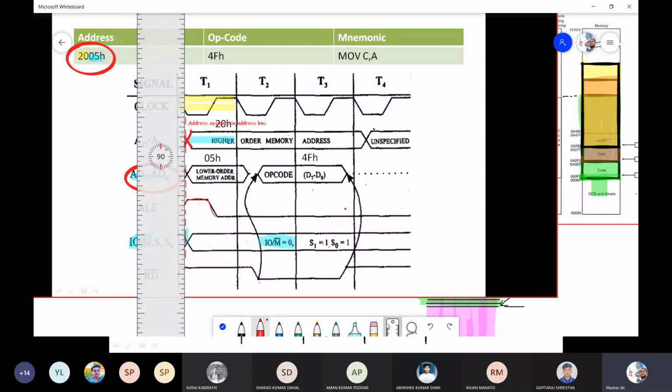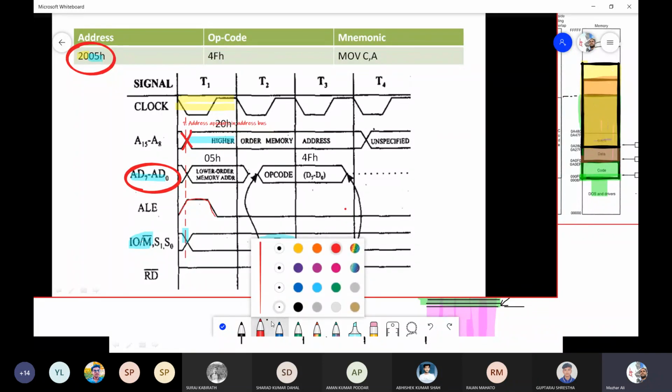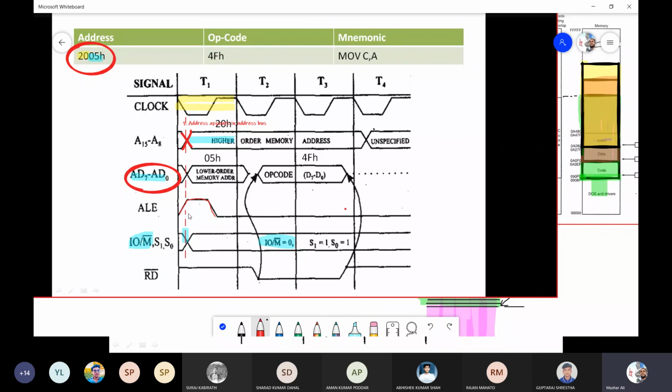This is the first instruction. Next, this is what happens in the T1 clock cycle. If you want to tabulate it, in the T1 clock cycle you would write 3 things: number 1, ALE becomes 1; number 2, IO/M becomes 0; and number 3, address appears on the address bus. These are the 3 events that occur in the T1 clock cycle.